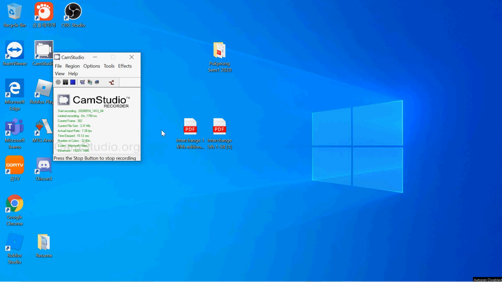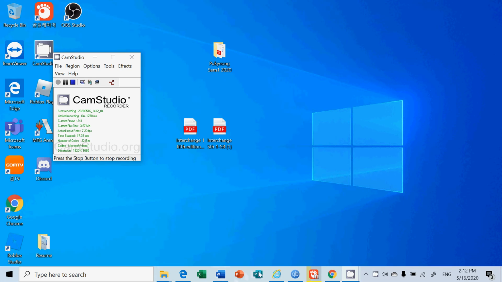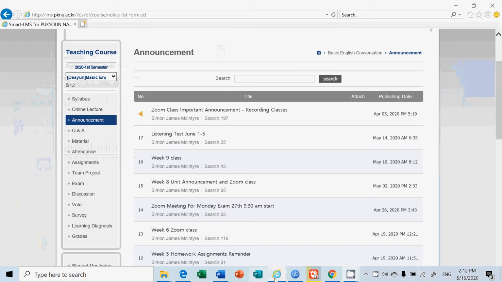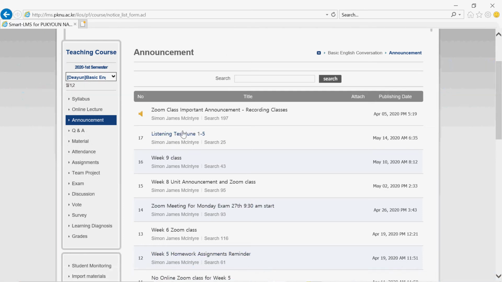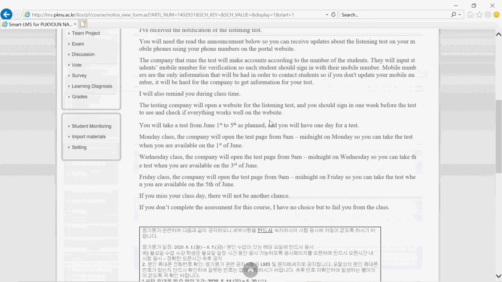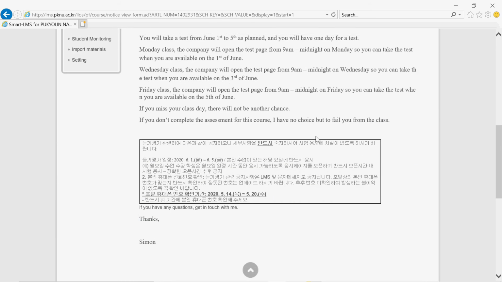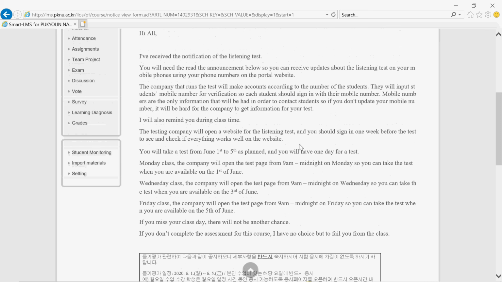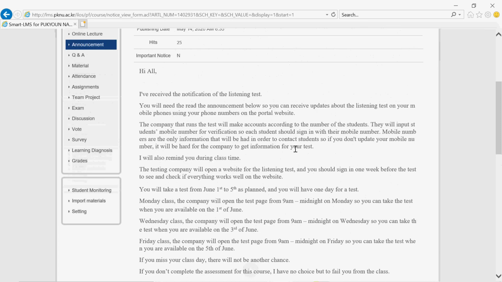The first point is the announcement for the listening test that I posted on the LMS last week. So please check through and read this, very important. The notification is also in Korean. If you miss the test, you will fail the course. So very important that you read this information and make the test.